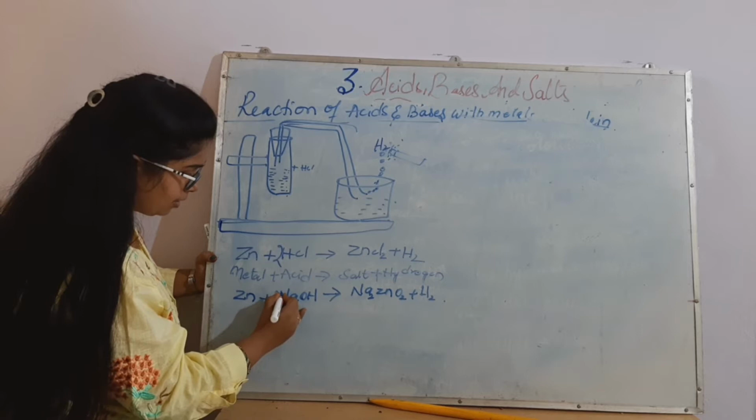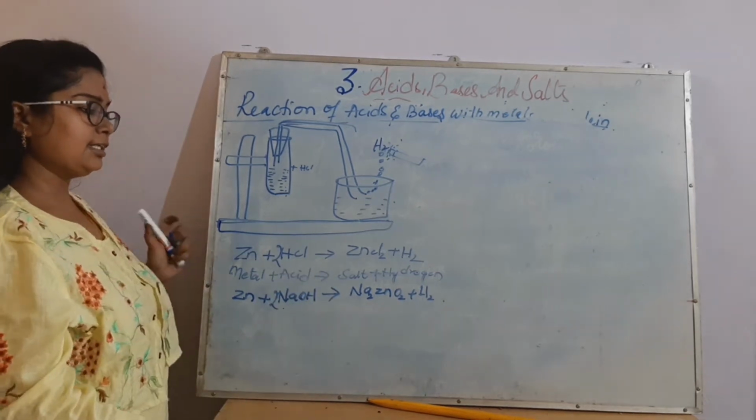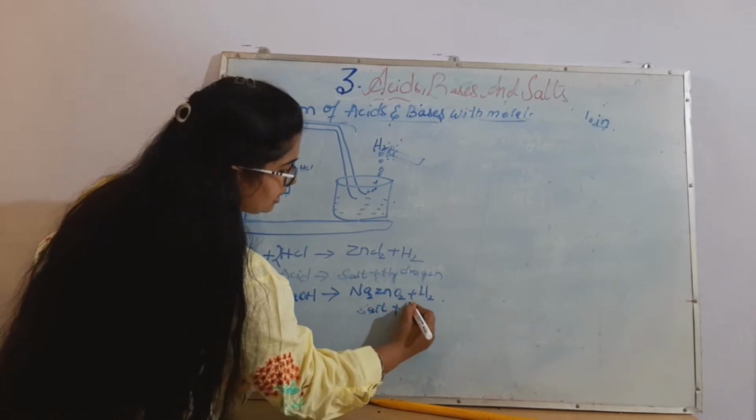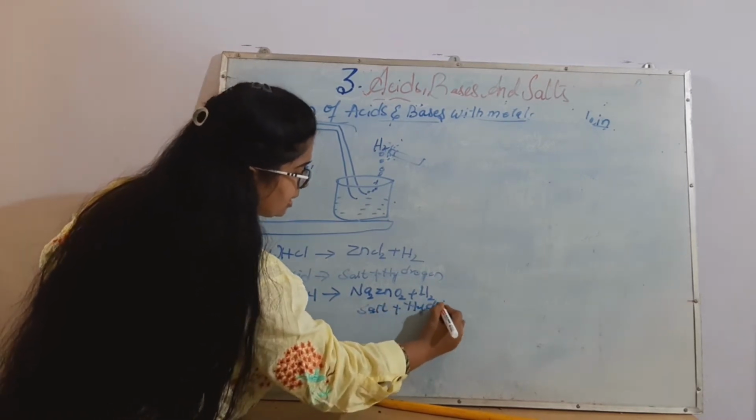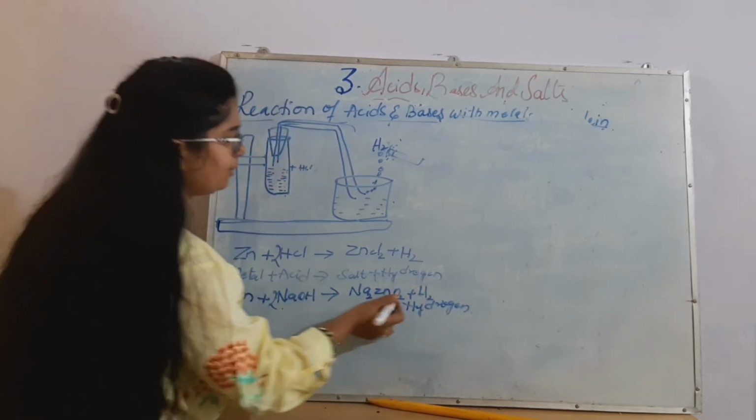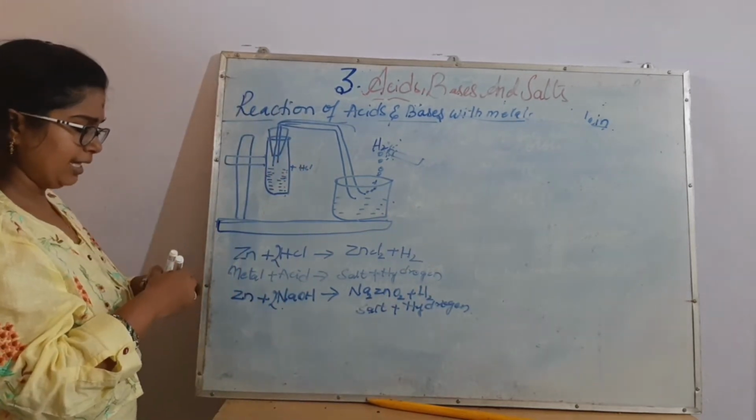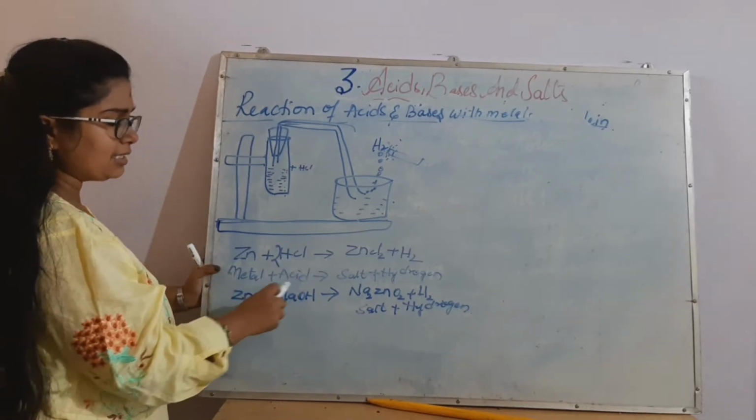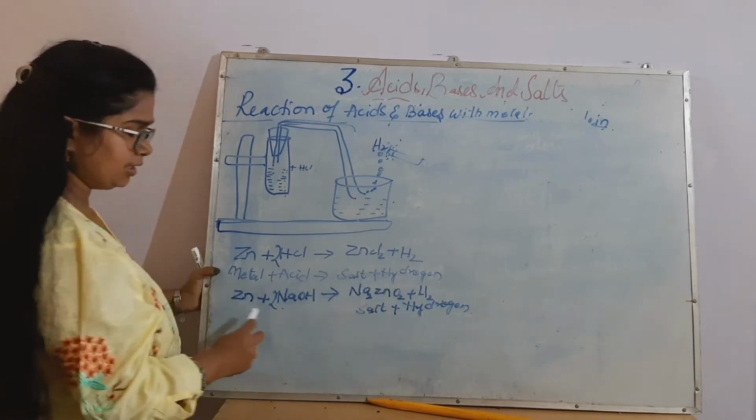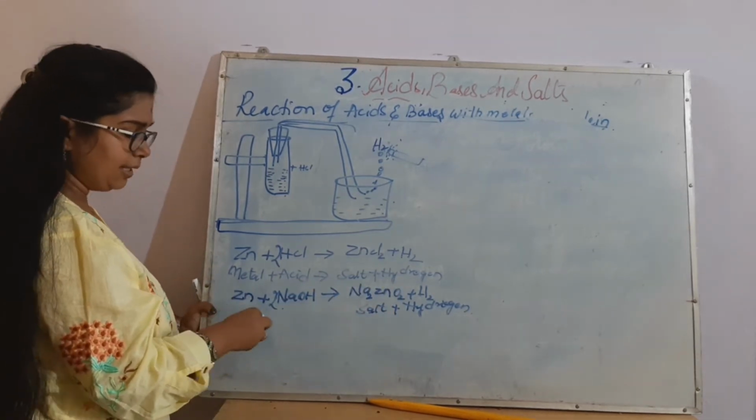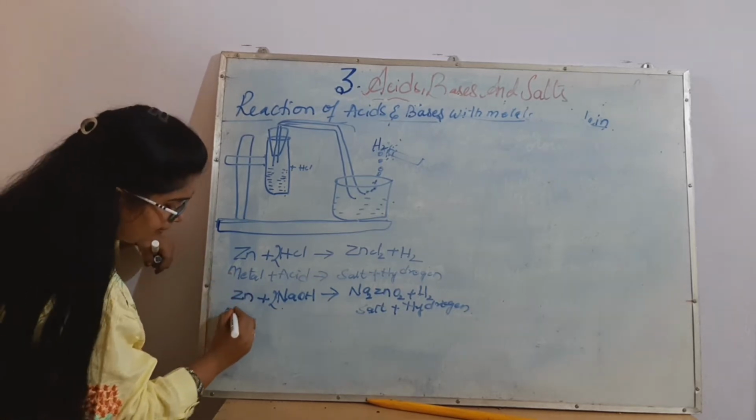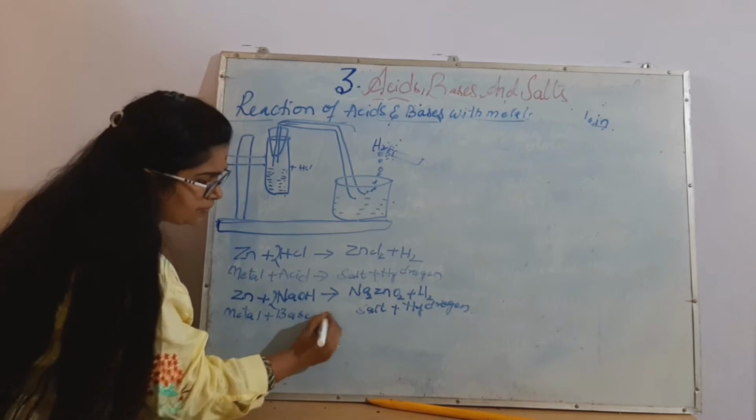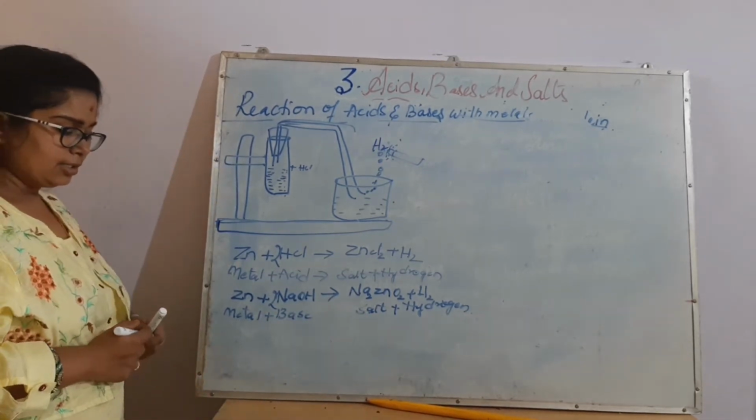To balance this, I am doing it. H2 gas, and this is a salt. Salt plus hydrogen gas. But it is not possible with all the metals in the case of base. So metal plus acid will give you salt plus hydrogen. Metal plus base will also give you salt plus hydrogen.